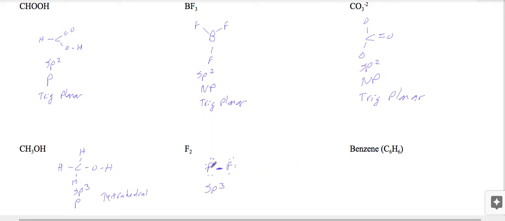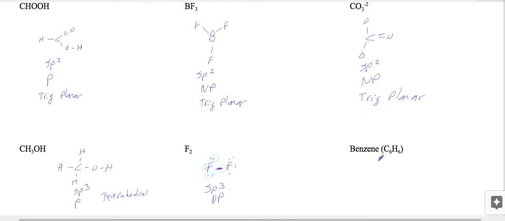And this is why. Here's fluorine, 1, 2, 3, 4 things attached to it. So there's sp3 hybridization. It is going to be nonpolar, and it does not have a molecular geometry because it does not have a central atom.